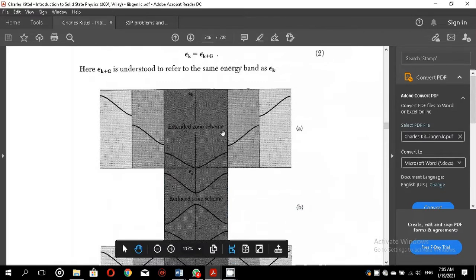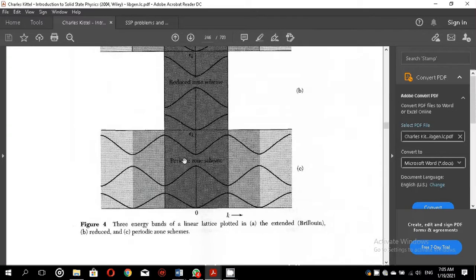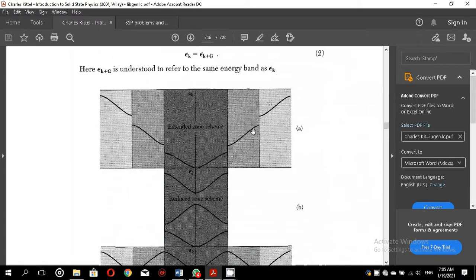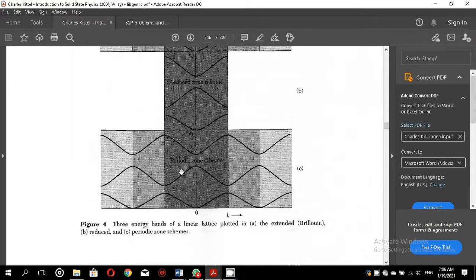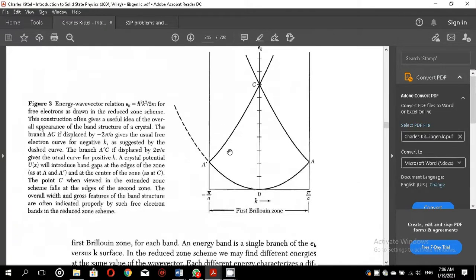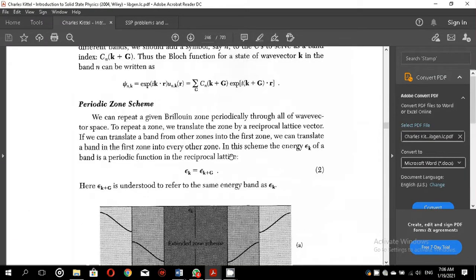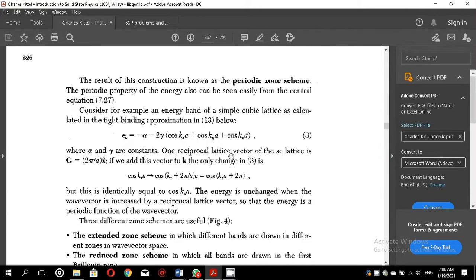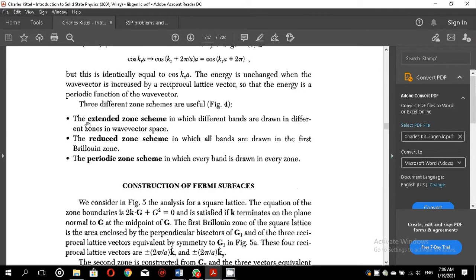The extended zone scheme is the normal scheme, and then we have the periodic zone scheme, in which we have taken each part which lies outside the first zone, and we have transferred this part to each of the other zones, second zone, third zone, fourth zone, etc. And this is the periodic zone scheme. You can go through the description given in the early pages of this chapter to understand this topic. Okay, so that was about the zone schemes, and it is summarized over here.